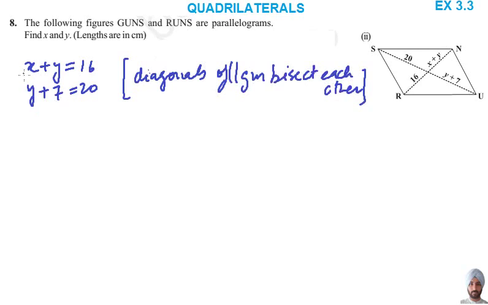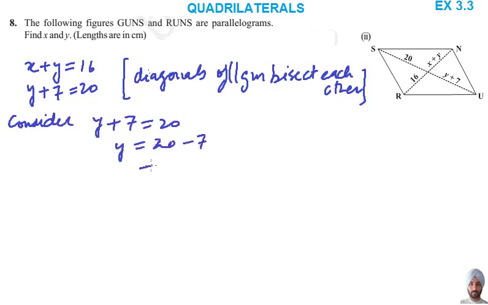Now you see, here there are two variables and here there is only one variable. So I can find y from here, and once I find y, I can put the value over here to find the value of x. So firstly I will consider this one. So consider y plus 7 is equal to 20. So I will be getting y as 13 here.